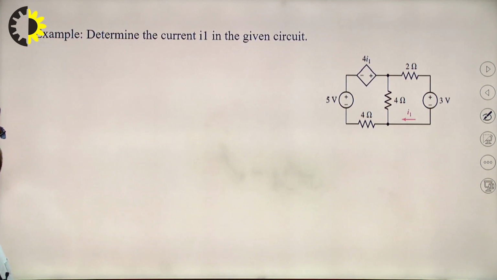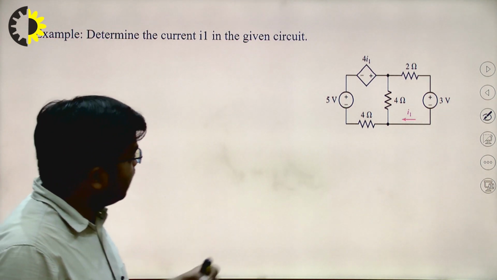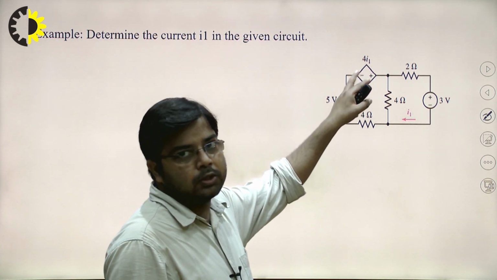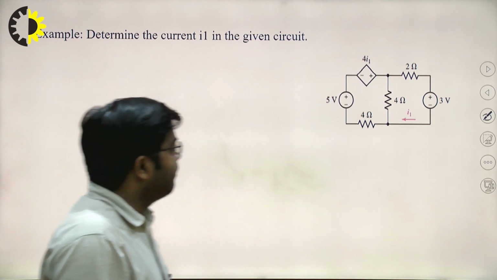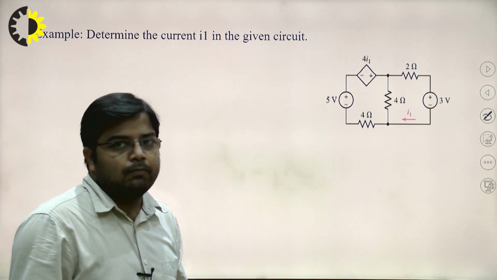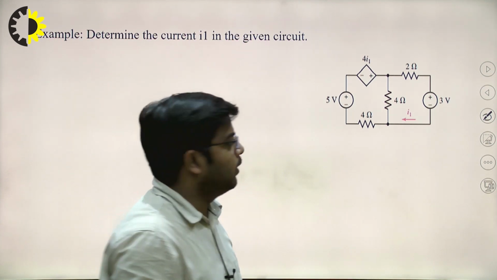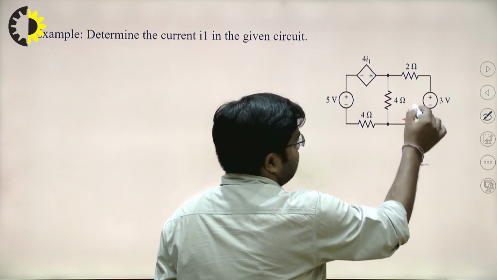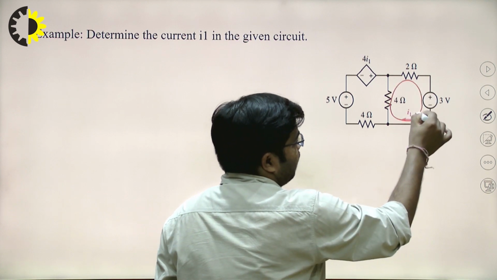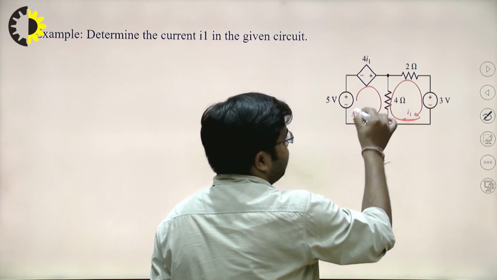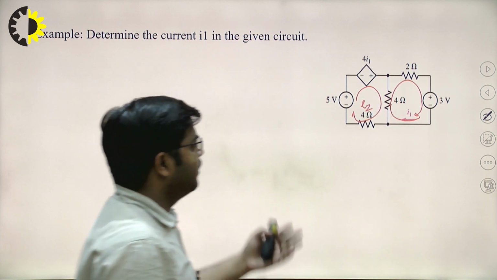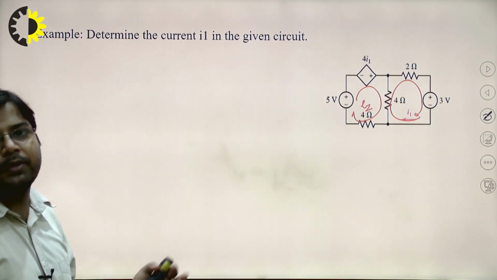Now see the next example. In this network, a dependent voltage source is present. The process will be the same. First you have to identify the number of meshes. So this is mesh number 1, what is the current? I1. And this is mesh number 2, and the current is I2. Then write the KVL equation for mesh number 1 and mesh number 2.